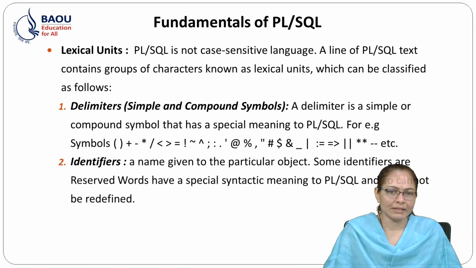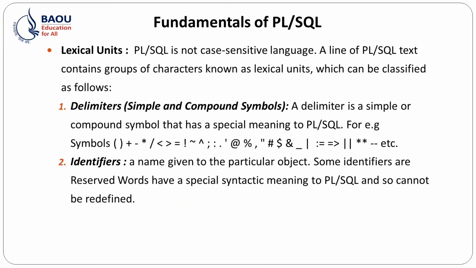Now, what are identifiers? Identifiers are also lexical units. An identifier is a name given to a particular object. We can use identifiers to name PLSQL program objects and units, which include constants, variables, exceptions, cursors, subprograms, and packages. We give a name to these.